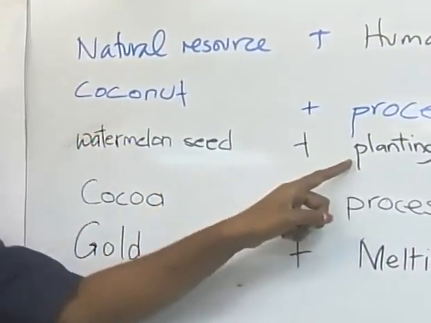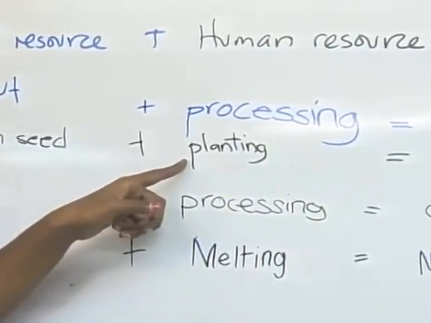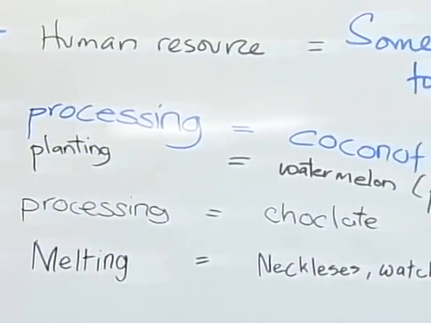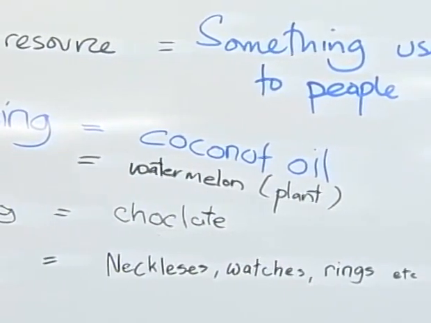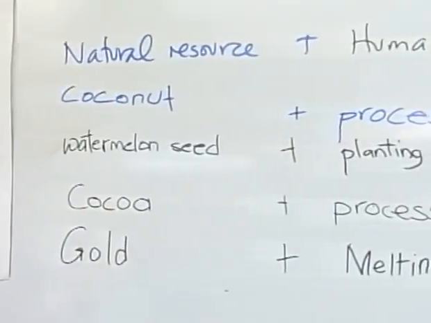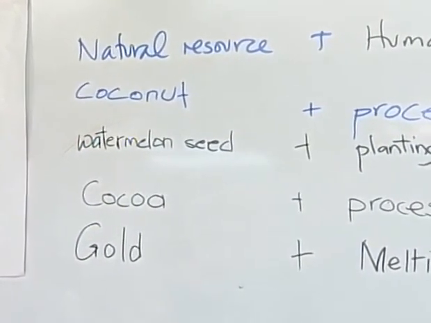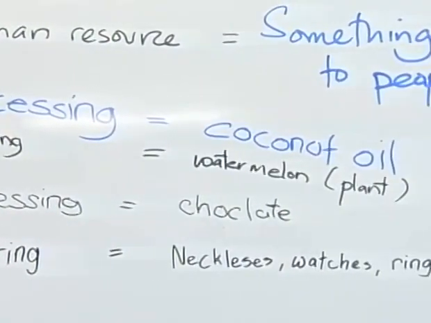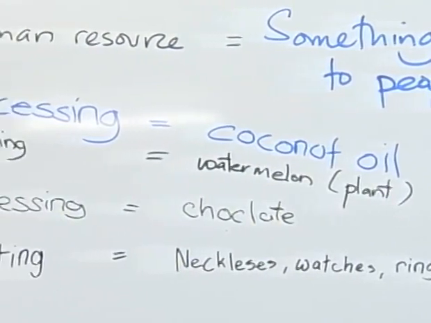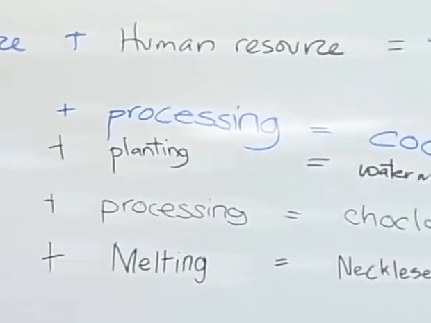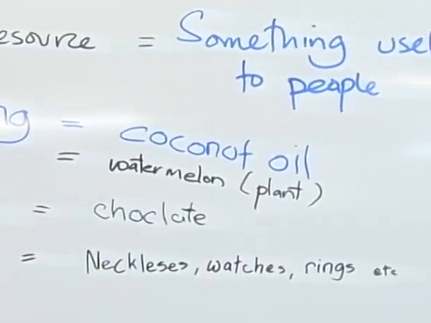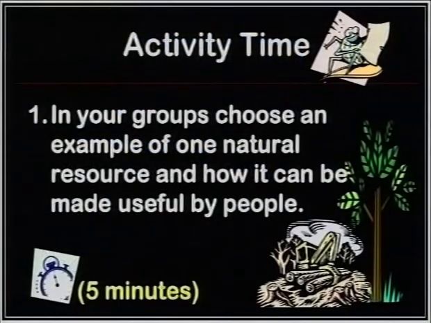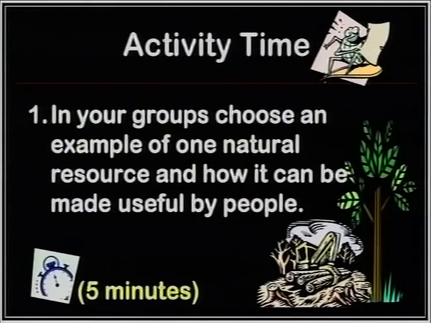Watermelon seed, planting, your knowledge of how to plant the seed, and then there's a watermelon, a fruit, we eat the fruit. Cocoa, processing, finished product, chocolate. Gold goes through smelting or molten gold, and then the result is necklaces, rings, watches, and so forth. So those are some of your examples of how resources are useful.